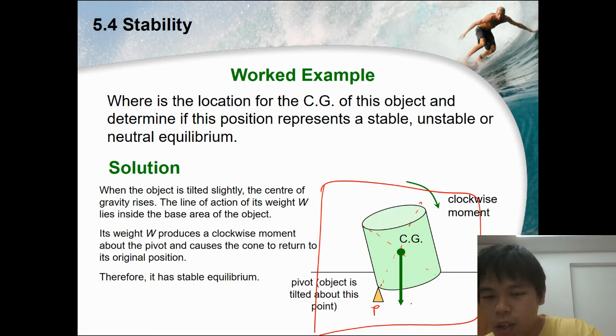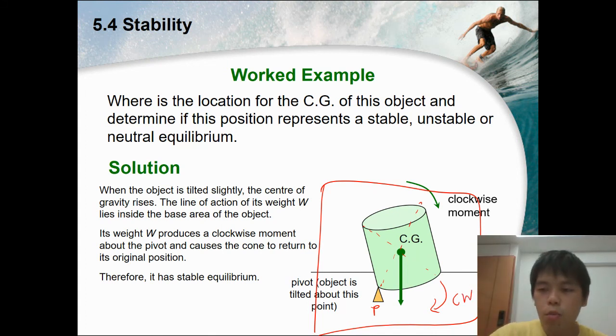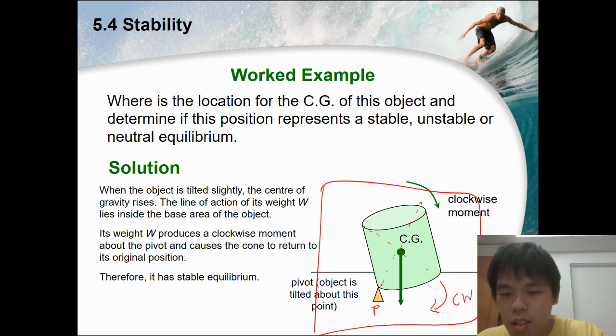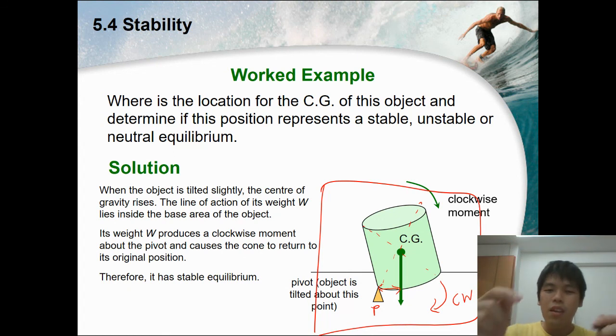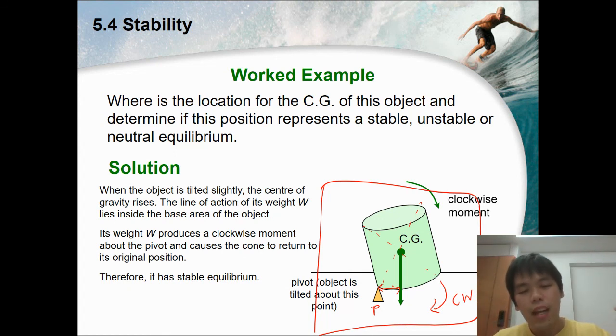The weight itself will give a clockwise moment. Why a clockwise moment? Because the pivot is here, and this is the perpendicular distance. It will cause it to turn in a clockwise manner. So when the object is tilted slightly, the center of gravity will rise. Imagine if you tilt this up towards the left, the center of gravity will rise. The line of action of the weight is still within the base area. Remember, we talked about this: within the base area still means it's stable. It produces a clockwise moment, which causes the cone to return to its original position. As such, it has stable equilibrium.